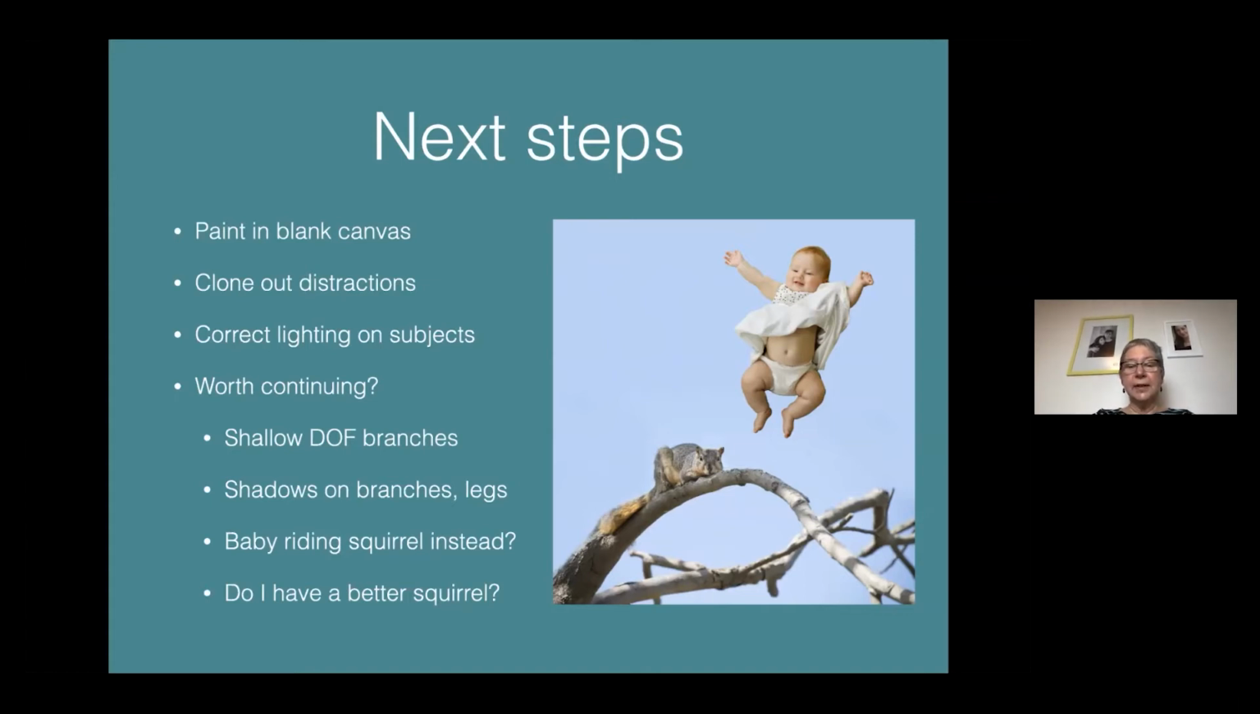Then I'm looking at the baby's legs, and I'm thinking, well, what if the baby was riding the squirrel instead? That could be fun. And then I'm thinking, maybe I should look at the squirrel. Do I have a better picture of the squirrel? The squirrel maybe should be looking up at the baby. Maybe I should have the squirrel jumping. So this is why you don't want to invest a whole bunch at the very beginning of the composite if you have other resources, because maybe you want to switch out a different original for one of them. So that's just sort of how my thought process goes.